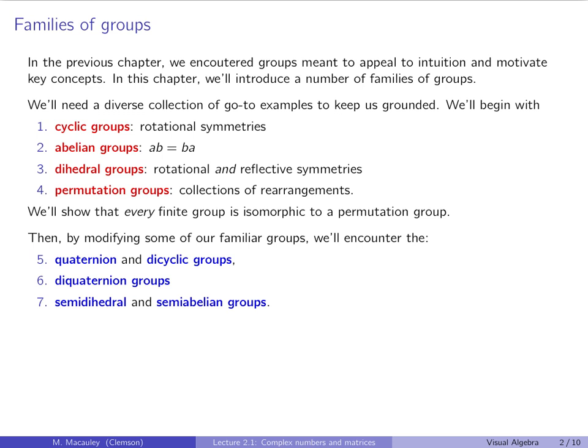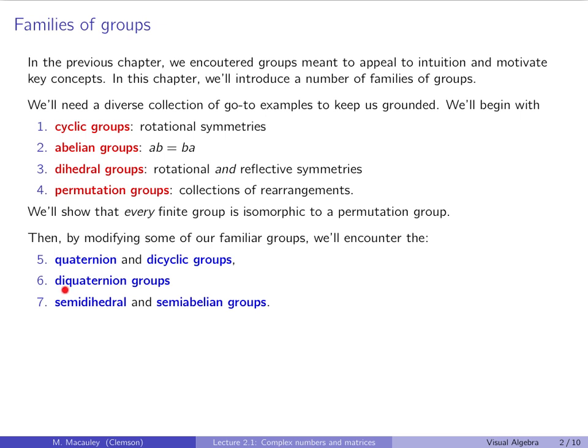Then, by modifying some of our familiar groups, we'll encounter 3 lesser-known families. First, we'll see the quaternion groups and the dicyclic groups. Now, we saw the standard quaternion group on 8 elements in the previous section. There's actually an entire family of these called generalized quaternions. And there's even a larger family called the dicyclic groups. This is a very natural construction from the standard quaternion groups that most people don't actually know about.